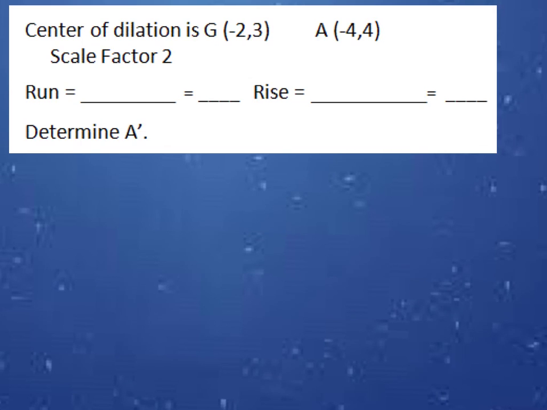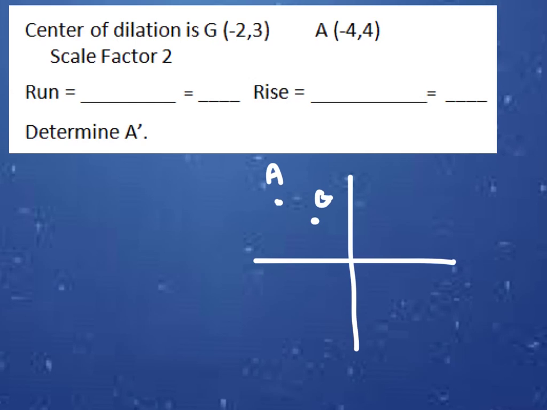Alright, let's take a look at what we're up to. First, let's get a little visual picture. Let's make a little graph here and see what we've got. We've got the center of dilation at -2 and 3, so let's say somewhere around here. And at -4 and 4, we have our value somewhere here. So this is our A, this is our G, the center of dilation.